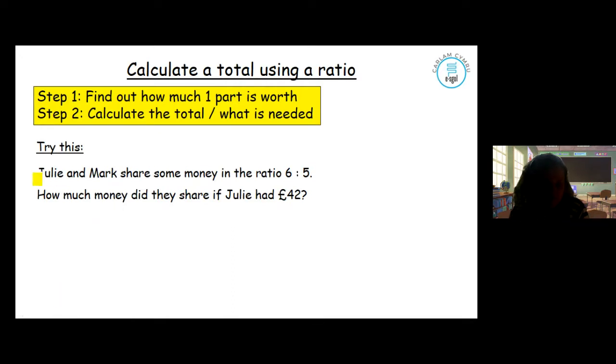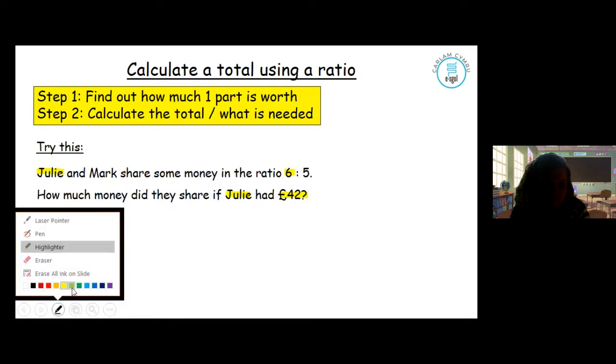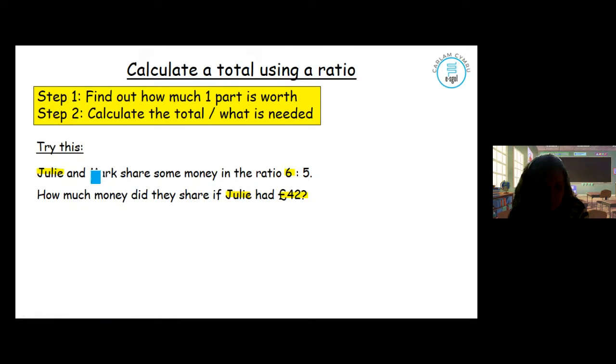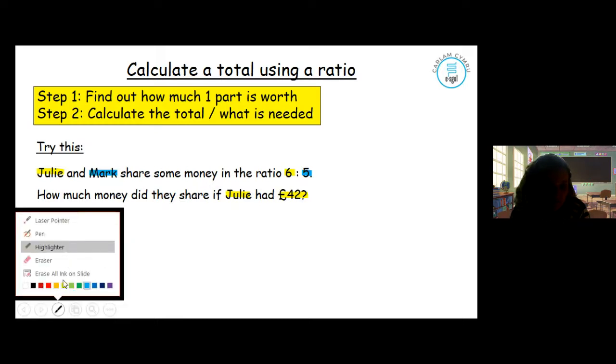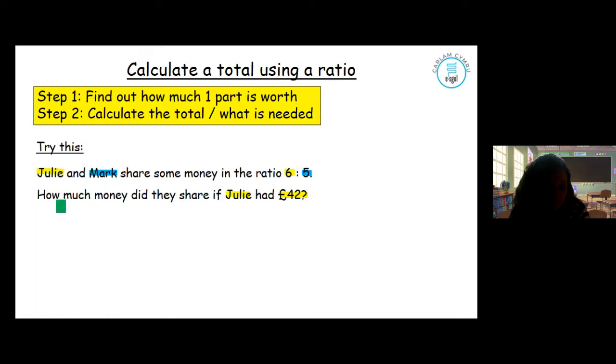Okay, so I'm going to highlight now. I've got Julie. She comes first in the sentence, so she's going to have the first ratio. She's got 6 parts. We're also told that Julie has 42 pounds. So all the bits in yellow now are related to Julie. Mark I'm going to highlight in blue, and he comes second, so he's going to have the 5 parts. Now the question this time is how much did they share? So how much did they have originally is essentially what we're looking to find.